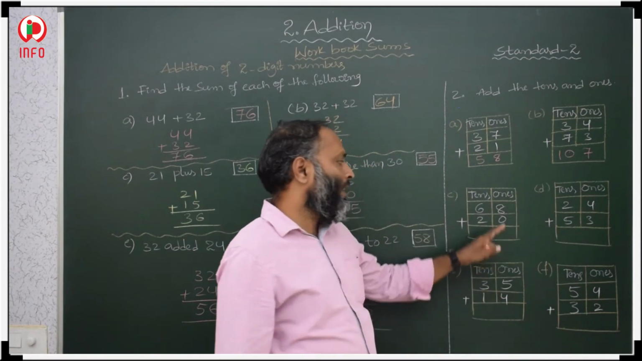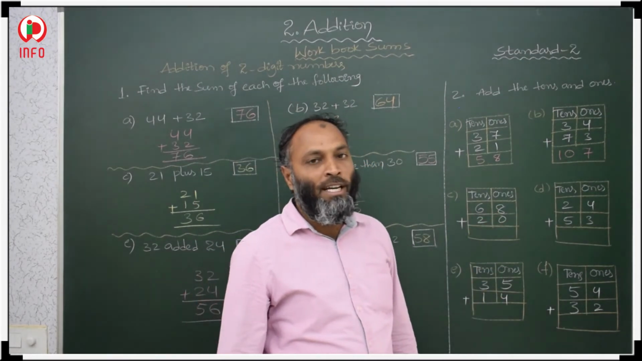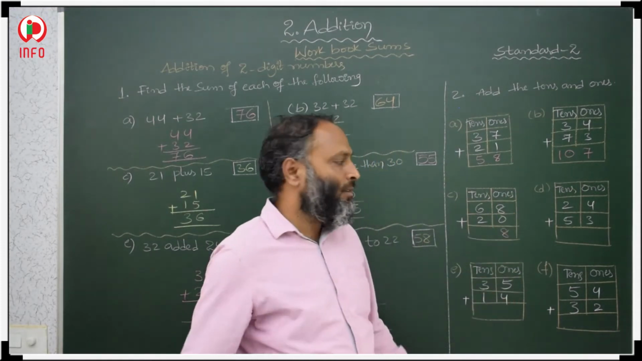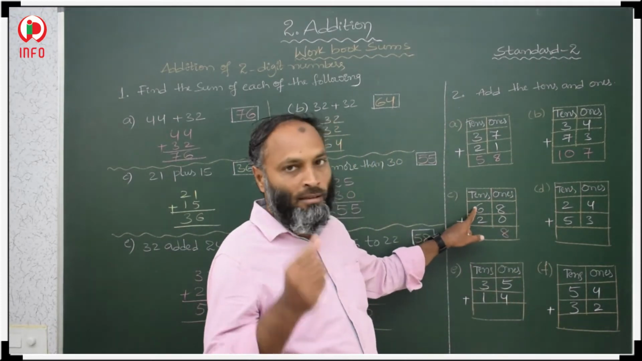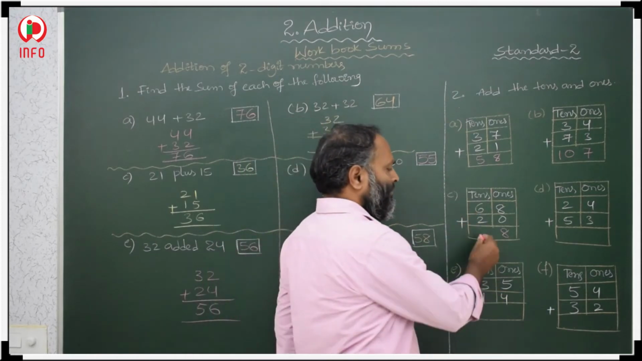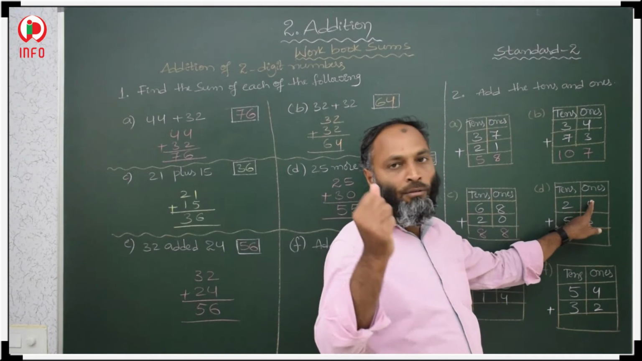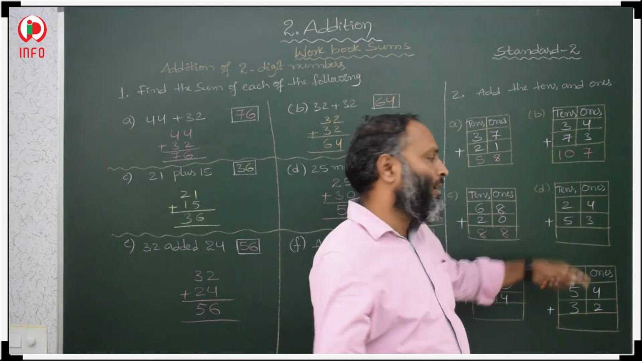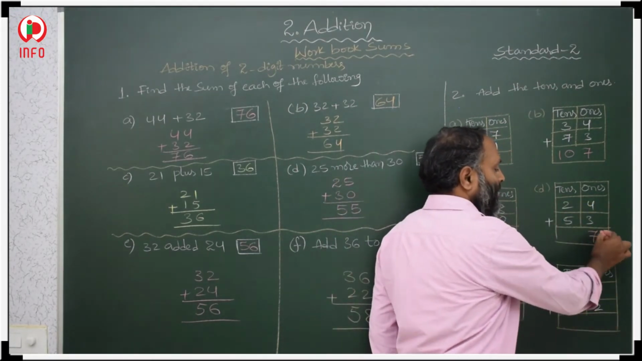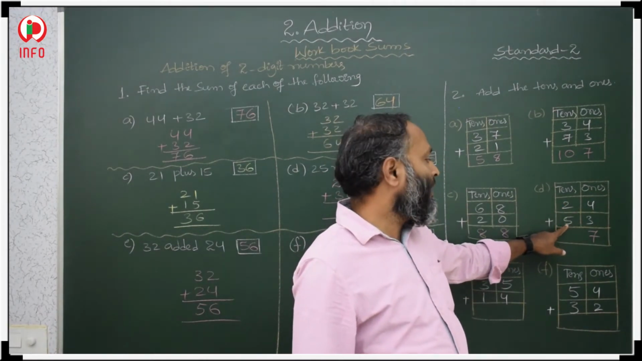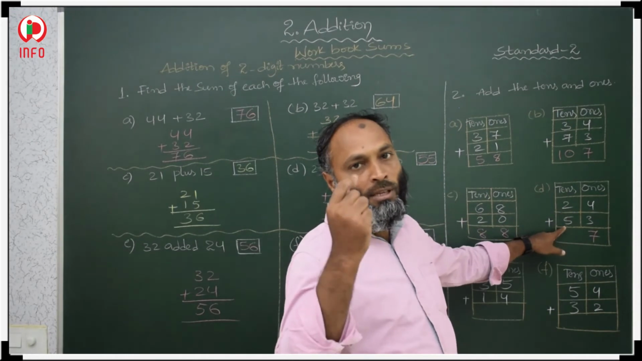Then after ones, 8 plus 0. If 0 is added to any number, we get the same number only. That number, 8. Then 6 plus 2, 8. Then 4 plus 2, 6. Then the bigger number and smaller number. Add the smaller number to the bigger number. 5 plus 2, 7.